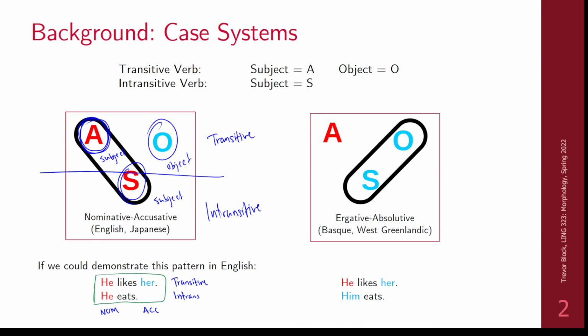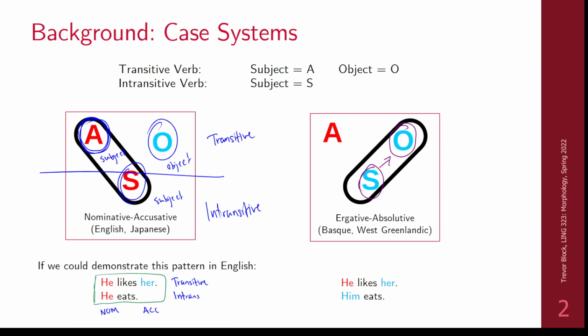What this is saying is that the subject of the transitive and the subject of the intransitive have the same case. So they have the same form. Now, in other languages, they may use an ergative absolutive system. In this case, the intransitive subject, S, patterns and takes the same case as the object of the transitive verb. So this is different than in English.